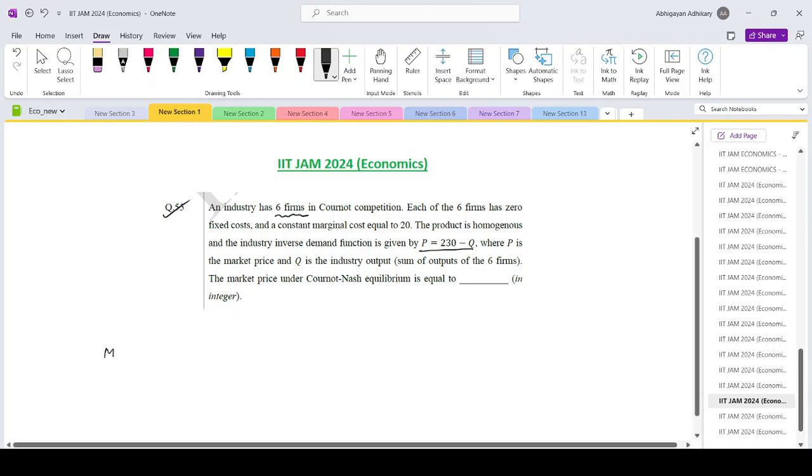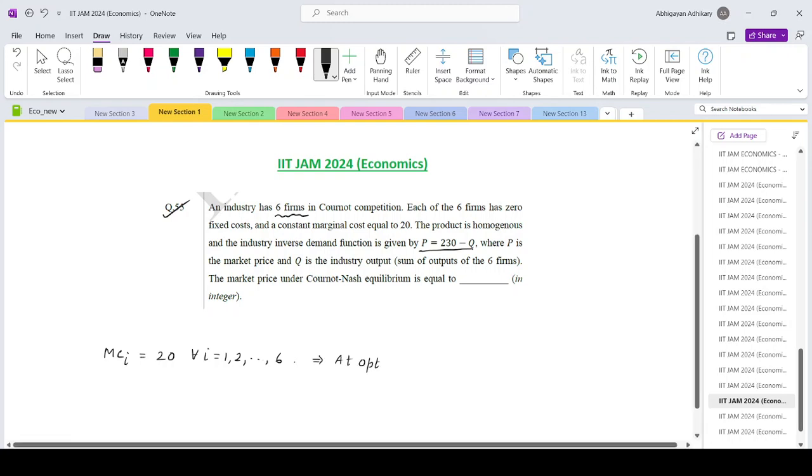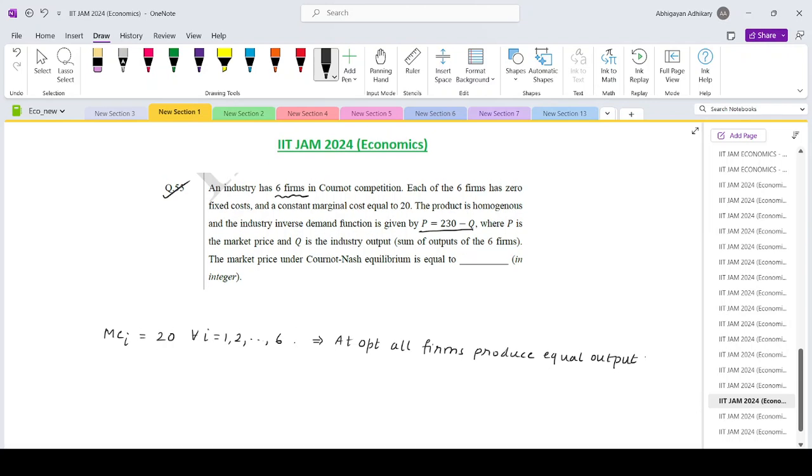So the marginal cost of the ith firm is 20 for all i equals 1 to 6. Correct? Now, one thing you all might be remembering is that if the marginal costs are the same for all the firms participating in the Cournot competition, then at optimal, all firms produce the same or equal output, because their marginal cost of producing the output is the same, so they divide the total demand equally.